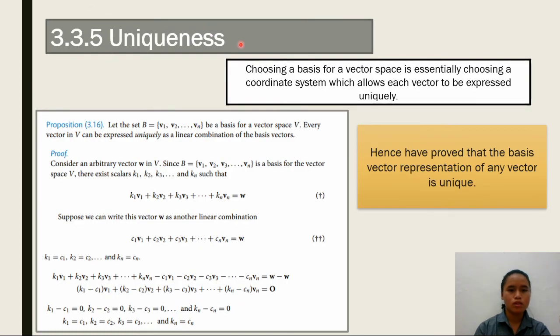Okay, uniqueness. Using a basis for a vector space is essentially choosing a coordinate system, which allows its vectors to be expressed uniquely. Proposition: let the set B = {v1, until vn} be a basis for a vector space V. Proof.